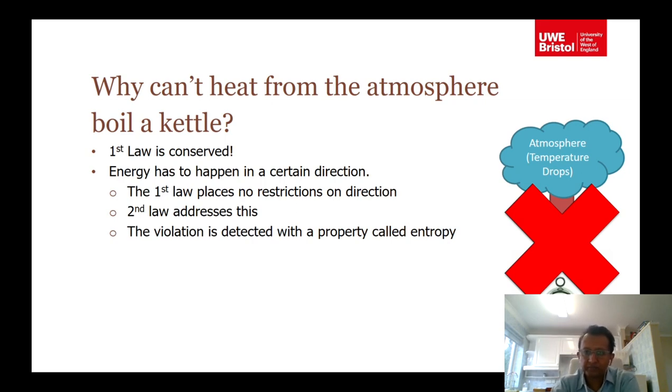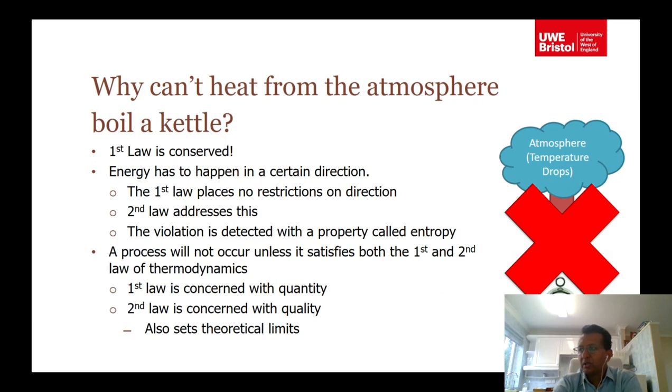If the direction of heat flow law is violated, it can be explained with the property called entropy. A process cannot occur if it does not satisfy the first law as well as the second law of thermodynamics. So for a process to happen, it has to satisfy the first law of thermodynamics and the second law of thermodynamics.